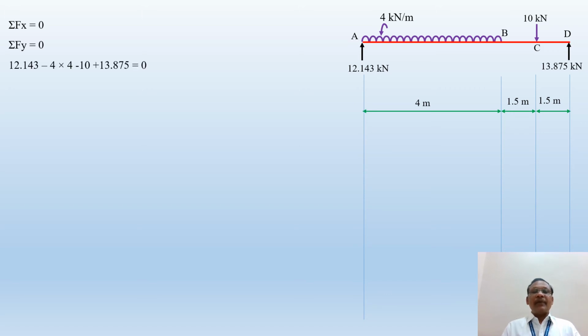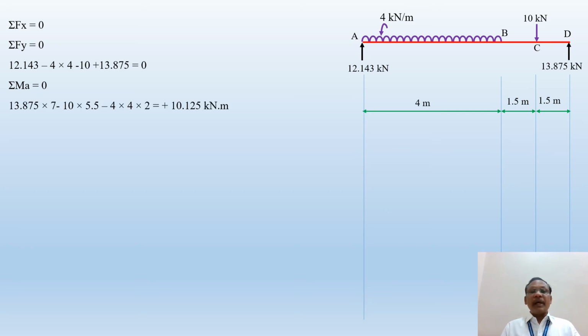Sigma Fy is equal to 0, so 12.143 minus 4 into 4 minus 10 plus 13.875, and you will get it as 0. That means the beam is in equilibrium along the x direction, and the beam is in equilibrium along the y direction. Let us check whether the beam is subjected to any couple or not. Sigma M is equal to 0. If you take moment about any point, you can select the moment center as A, B, C, D, so that the bending moment should be 0 if the beam is free from couple.